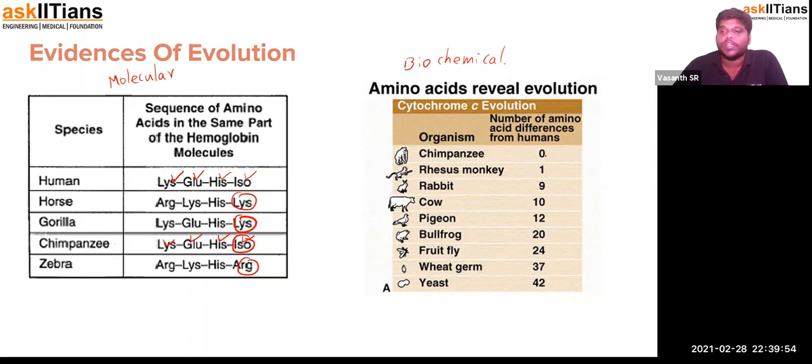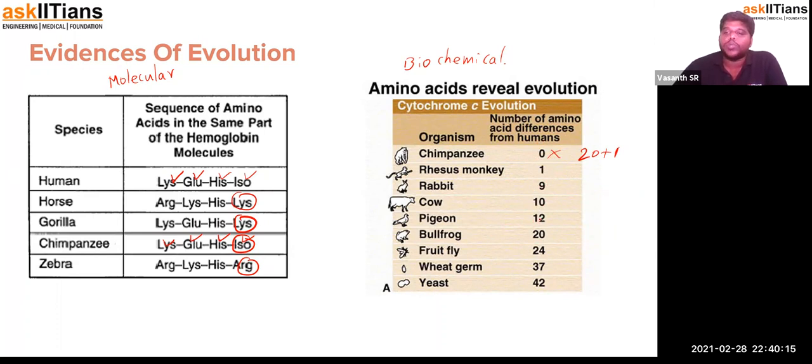When you talk about the biochemical part, the number of amino acids different between human being and chimpanzee is 0. We have no amino acid difference. We have 20 amino acids plus one synthetic amino acid. So we have no differences between chimpanzee and human being with respect to amino acid. Between rhesus monkey and us, we have only 1. Between rabbit, we have 9. Between cow, we have 10 amino acid differences.